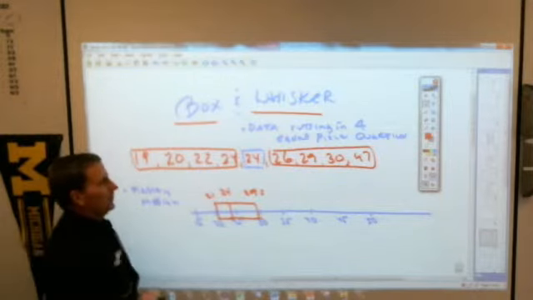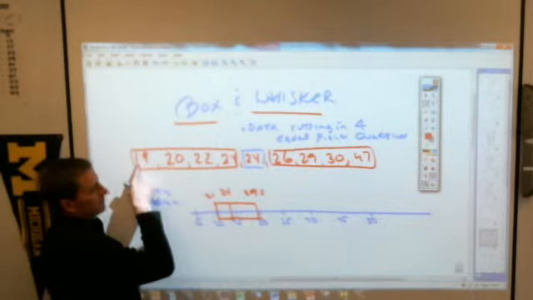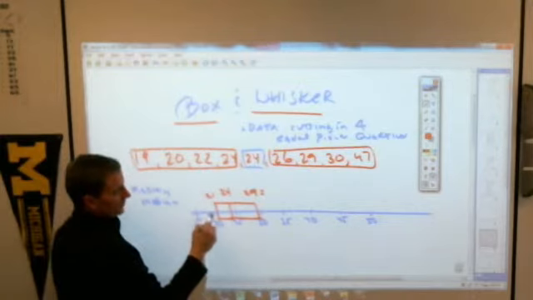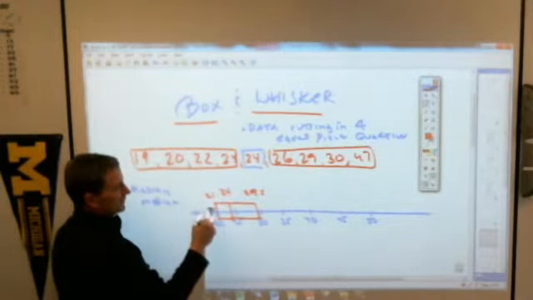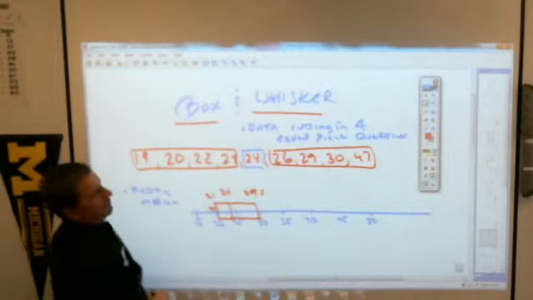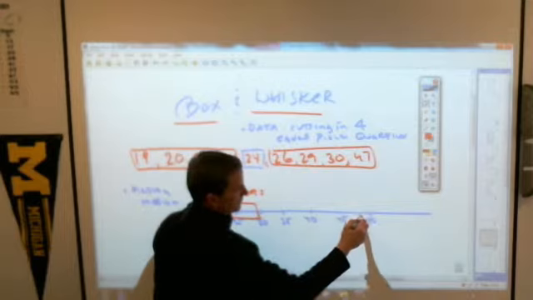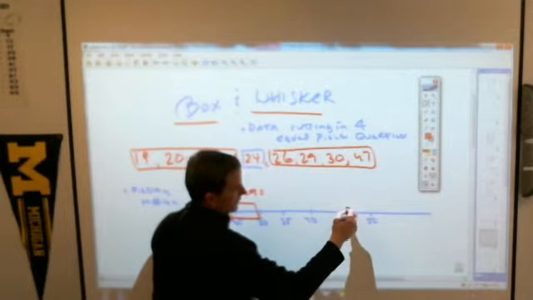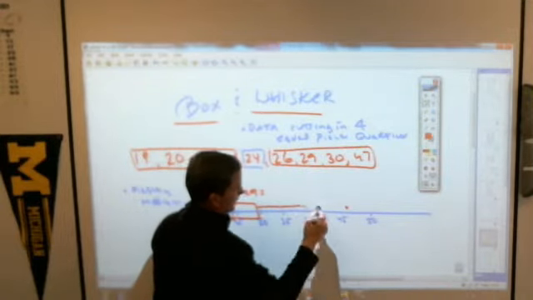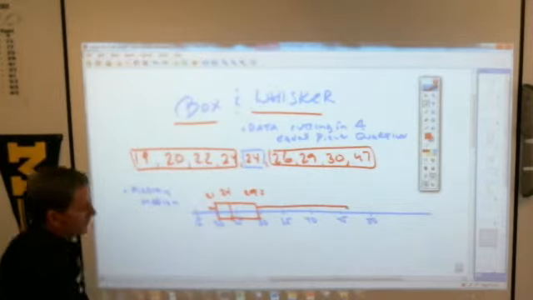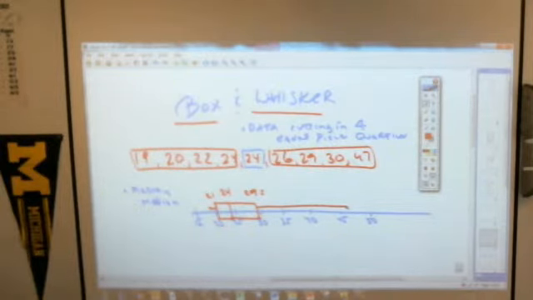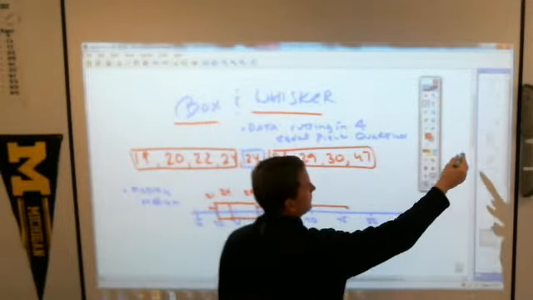Then I have the lowest number here, which is 19. Wow, how come that's so small? That's the whisker. It goes to 19. And my highest number, my upper extreme, is right here, and that's my other whisker. Except, ladies and gentlemen, what we have to add today is outliers. Yes. Leave it to Tyler.